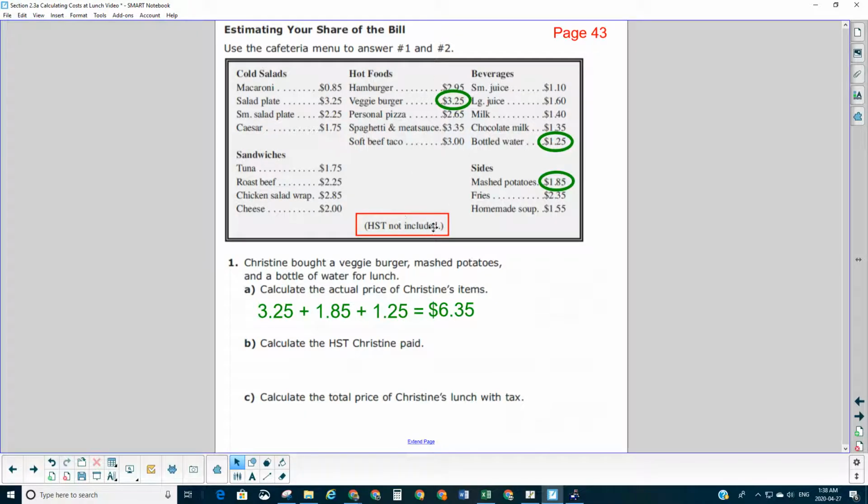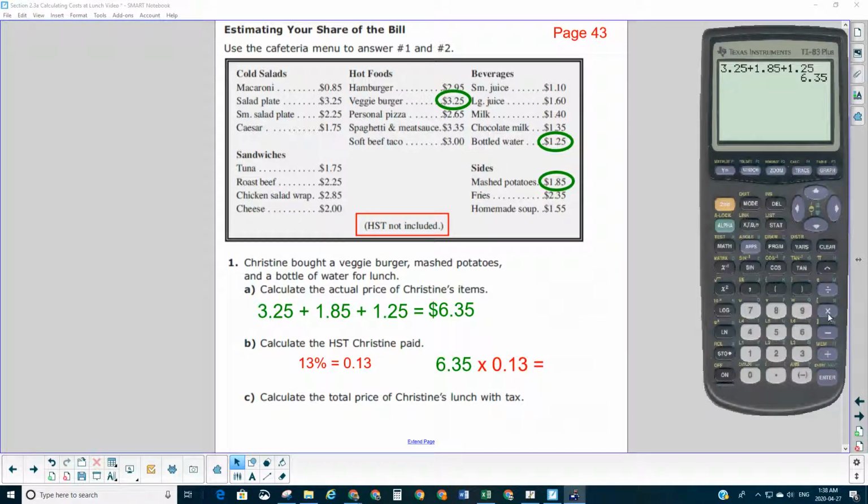But since HST is not included, we have to calculate the HST. Well, HST is still the 0.13, so we'll take that and multiply it by 0.13. Let's go times 0.13 to figure out how much HST is there. Again, we have this awkward decimal that we're going to have to make sure we round properly.